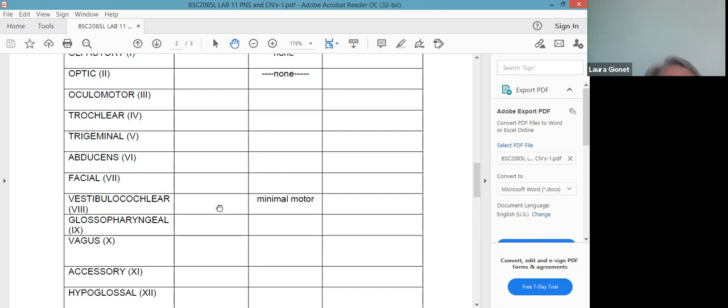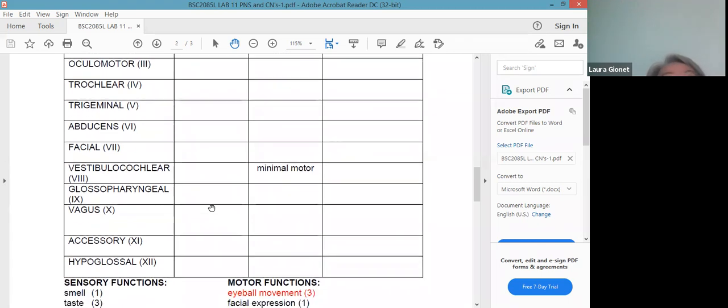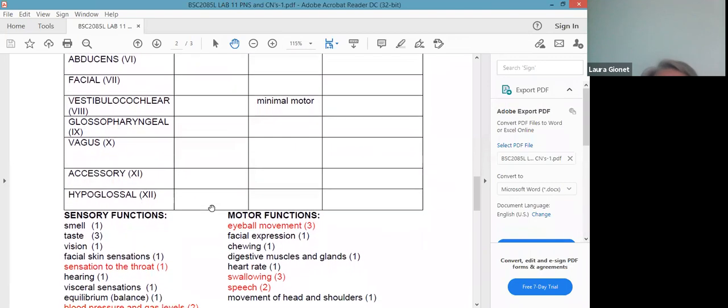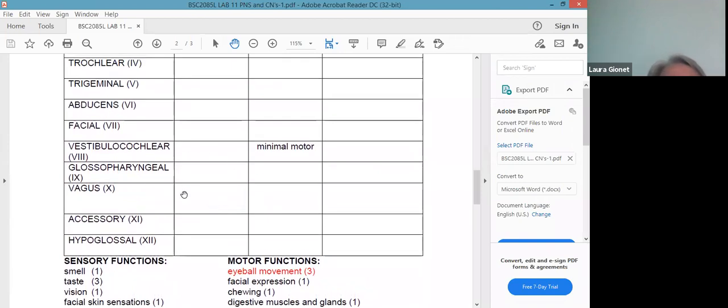Okay, then we get to vestibulocochlear. Very minimal motor, so don't worry about any motor portion of this. But vestibulocochlear, again, when we look at the ear next week, this will make more sense. You have the vestibular apparatus and you have the cochlear in the inner ear. And the cochlea responds to the sensation of hearing. And the vestibular apparatus responds to balance and equilibrium. Okay. So the vestibulocochlear nerve conveys 2 types of special senses: hearing and balance and equilibrium.